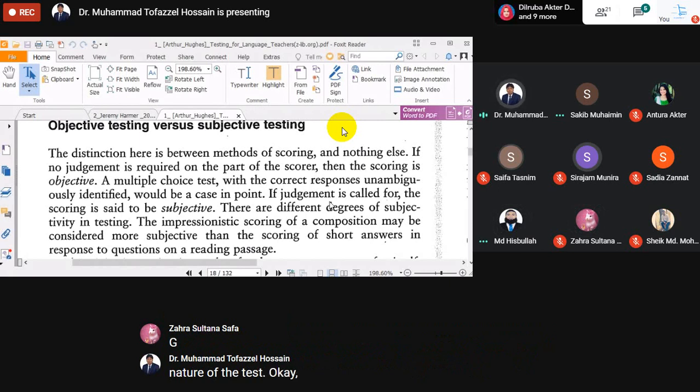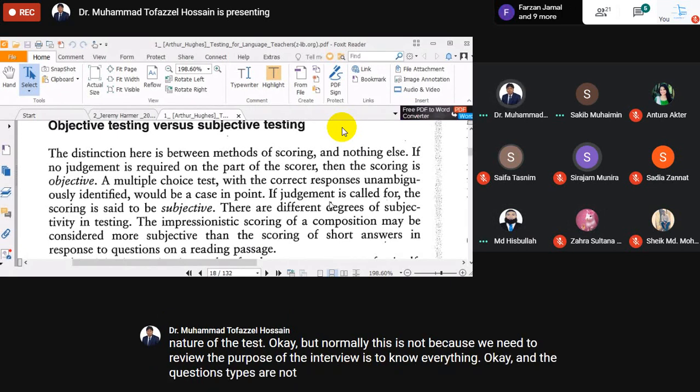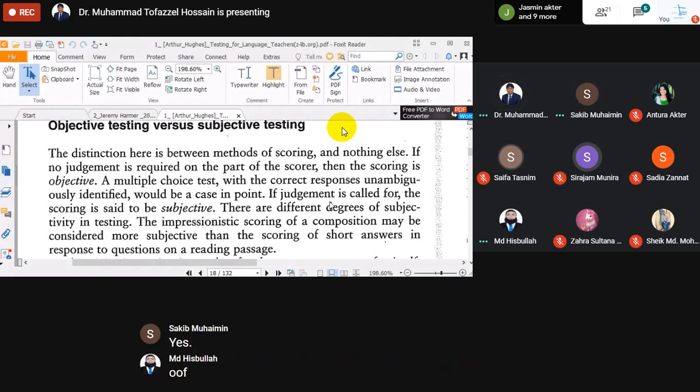Okay, but normally this is not, because in an interview the purpose is to know everything. And the question types are not usually MCQ, right? Yes, sir. Okay, then anything else here?